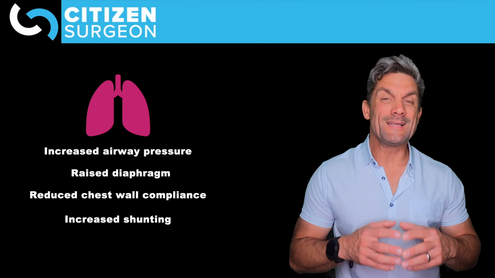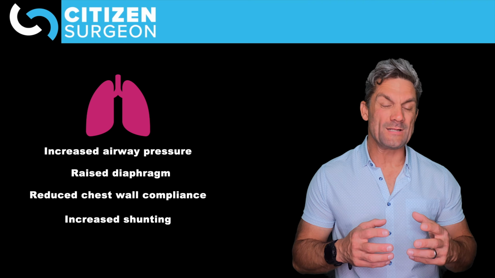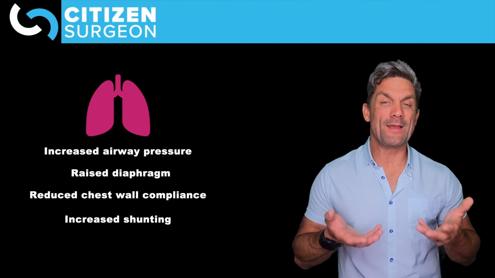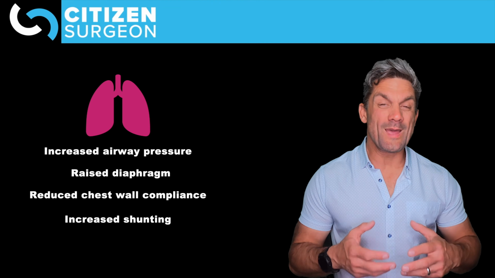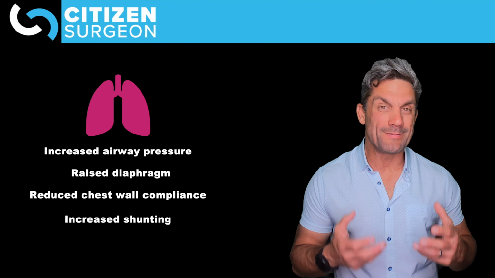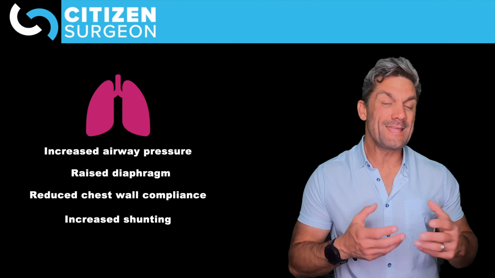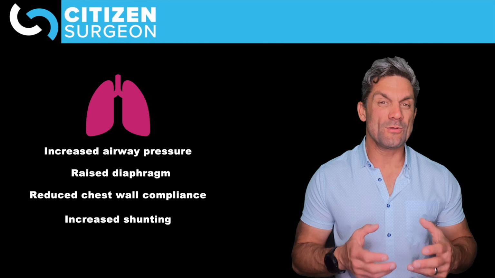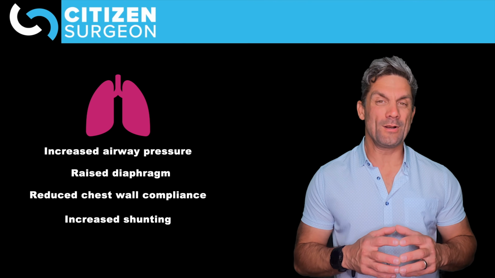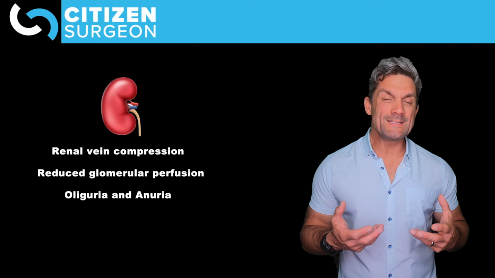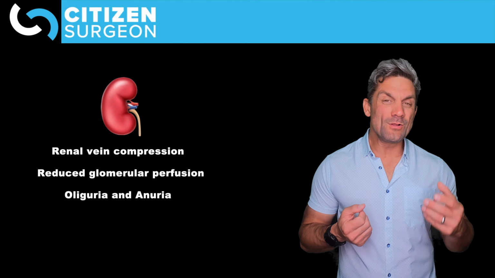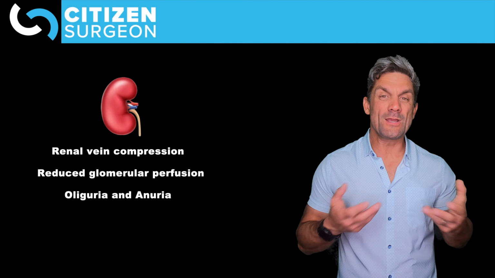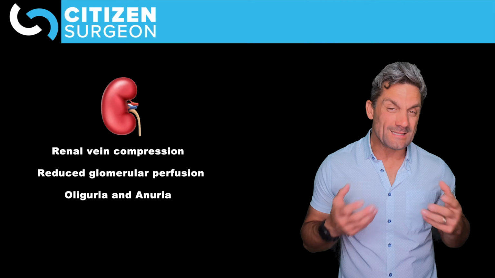We're going to get a significant VQ mismatch, all right? So increased airway pressures, elevated diaphragms compressing the lung. We also have decreased chest wall compliance, and there, like I said, the VQ mismatch, there's a significant shunt occurring. So this is what's happening in the pulmonary system. When we look at the kidneys, we're going to get renal vein compression, okay? So that increased pressure, if we look at renal vein pressure, this is low single digits.